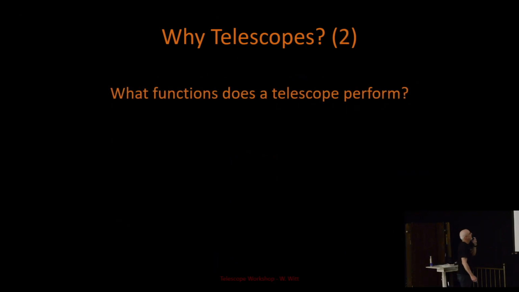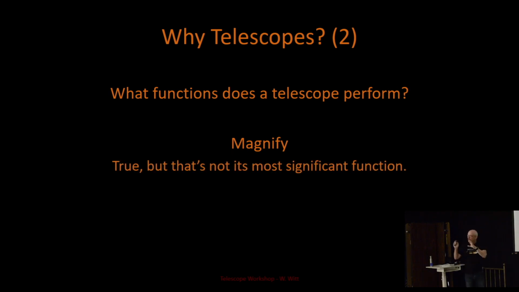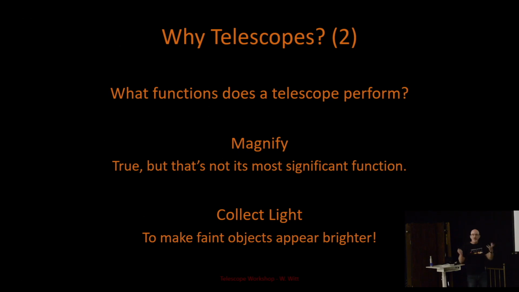And so when we ask the question, what functions does a telescope perform? A common answer is it magnifies stuff. And that's true, it does. But magnification is actually not the most important function, right? A more important function is really to collect light, to make faint objects appear brighter, okay?